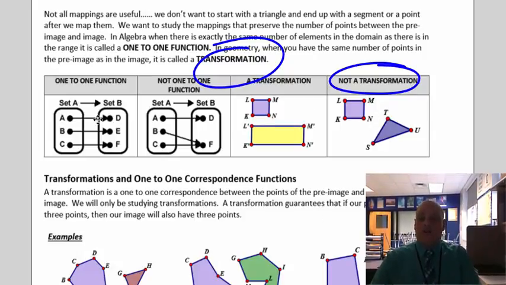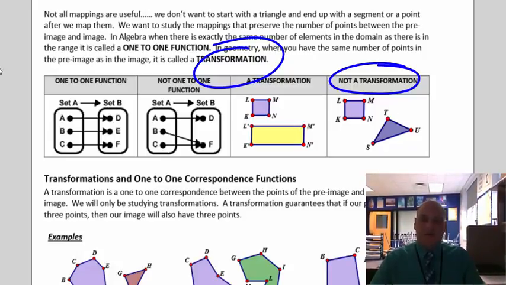So what's a one-to-one function? 1 to 1. See, A goes to D, B goes to E, C goes to F. 1 to 1. Look at this one. This is 2 going to 1. That is a function, but it's not 1 to 1 because B and C both go to F. That's just like what you have here, not being a transformation. So when you have less in set B than you have in set A, it's a function, but it's not a one-to-one function. When you have less points in the image than you do in the pre-image, it's not a transformation. It might be a mapping, but it's not a transformation.